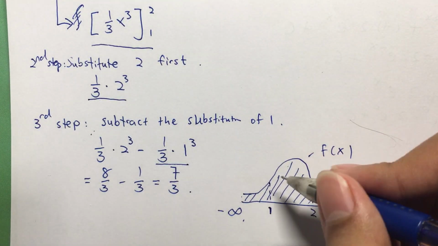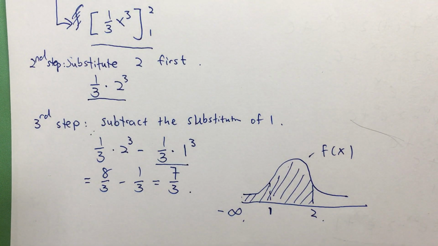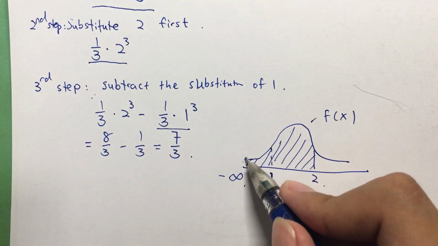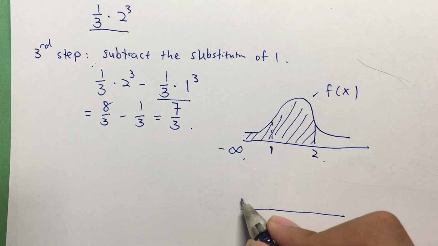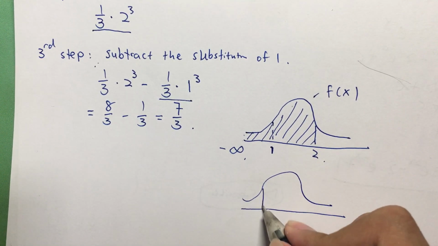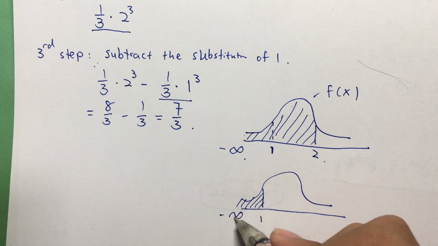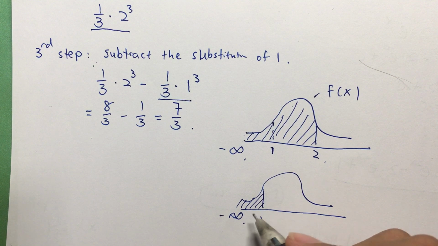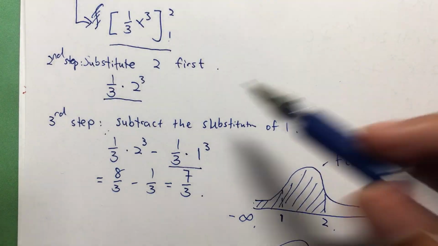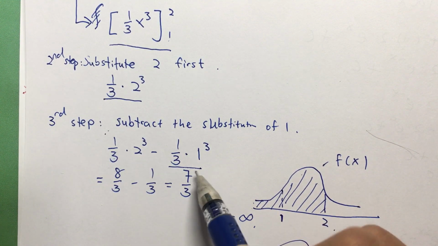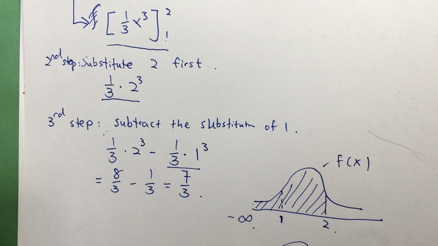However, what you want is 1 to 2. So what else do we need to do? Well, we need to subtract this part of the area, right? Because it's overcalculated. And what is this part of the area? It's when you substitute 1 inside. So that is why we need to subtract these two. Okay, so that is the recap of AS level.